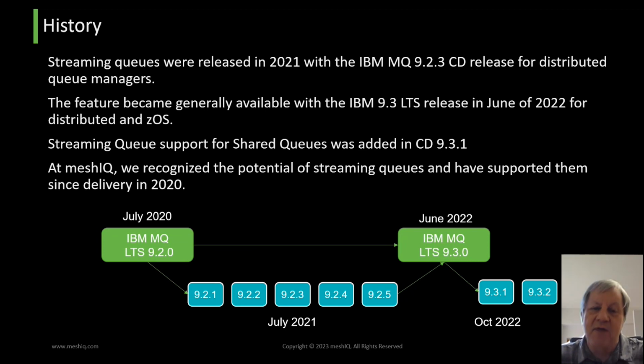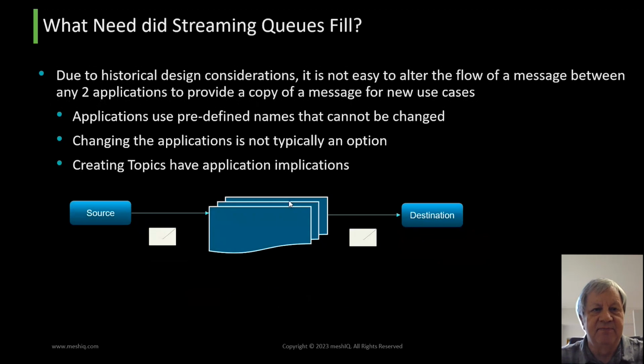One interesting thing is we recognize that there was a lot of power in streaming queues, and I'll show you some of that as we go through today. And we've supported them right from the get-go. When they first came out, we've had the ability to support them. So what was the need that streaming queues filled?